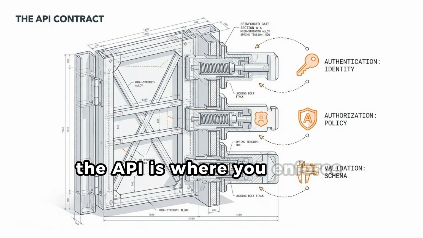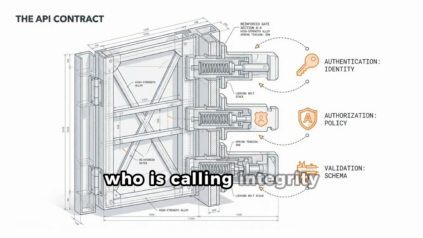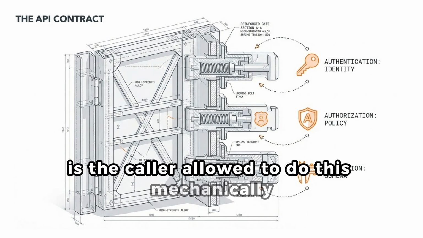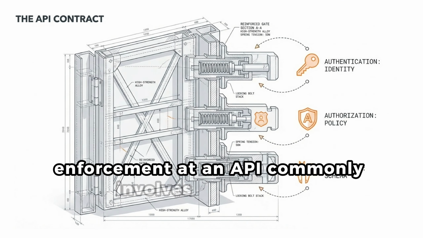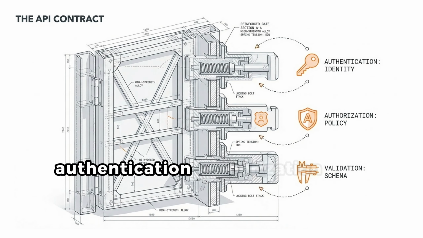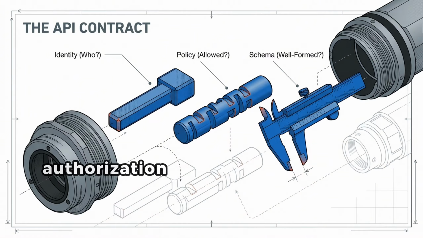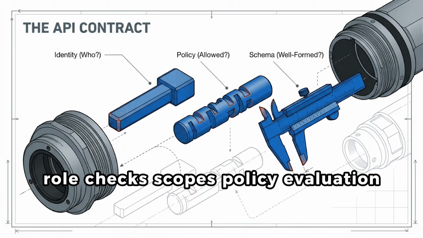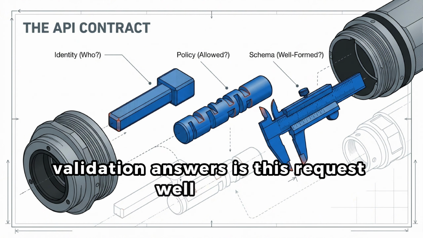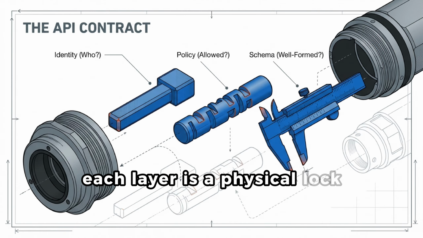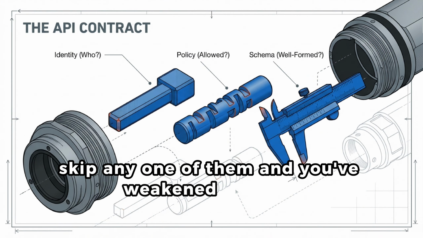The API is where you enforce identity, who is calling, integrity, is the request intact, and intent, is the caller allowed to do this. Mechanically, enforcement at an API commonly involves 3 layers: authentication, authorization, and validation. Authentication answers who are you: tokens, certificates, OAuth flows. Authorization answers what are you allowed to do: role checks, scopes, policy evaluation. Validation answers is this request well formed: schemas, size limits, rate limits. Each layer is a physical lock. Skip any one of them, and you've weakened the gate.